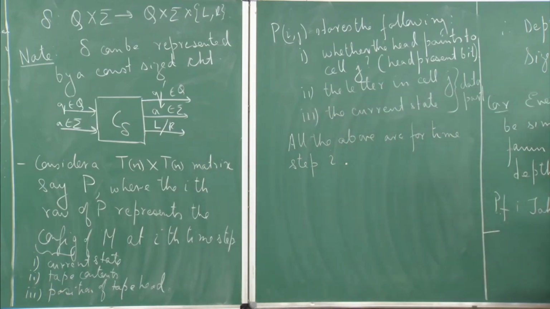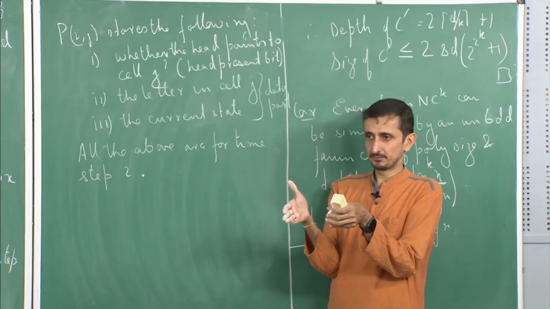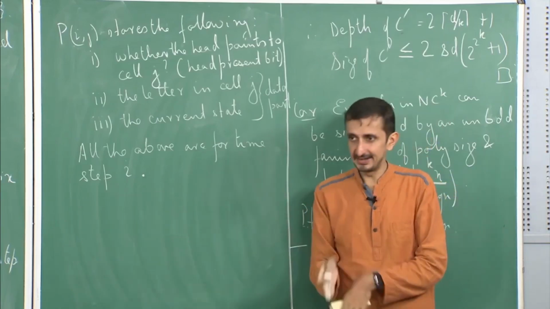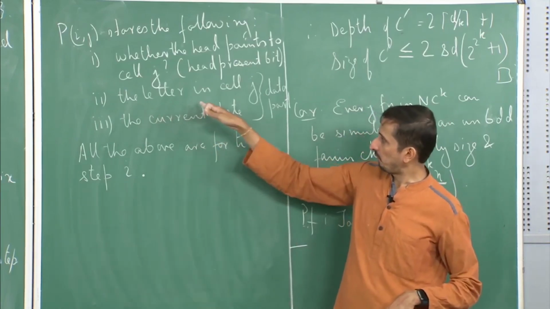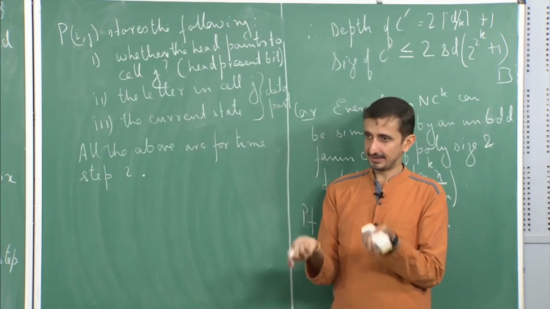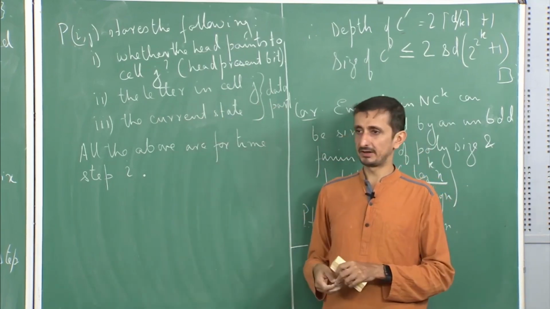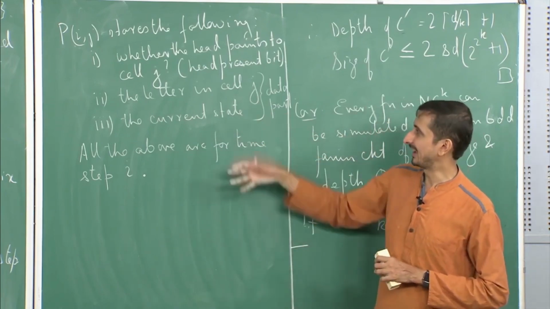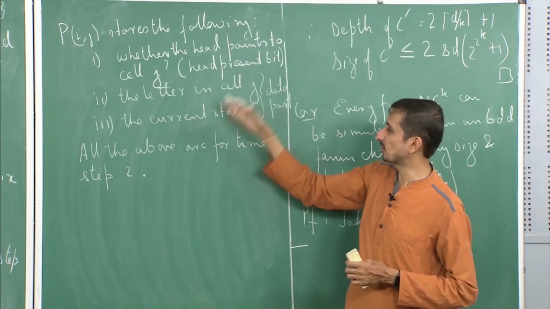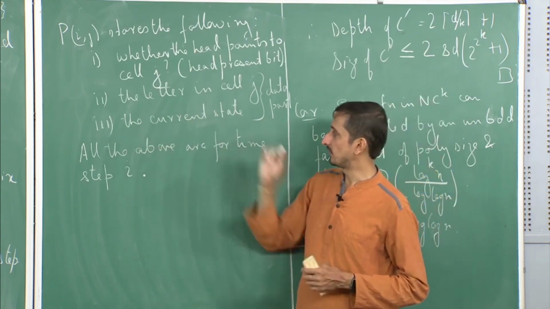Okay, because see, what are we storing in this matrix? So in this matrix, essentially we are storing the information about cell J. So whether the head is pointing to cell J or not at any time I, what is the letter in cell J again at any time stamp I, and what is the current state when the head is pointing over here. If the head is not pointing, the current state does not matter, but anyway we can keep something. What is the current state?